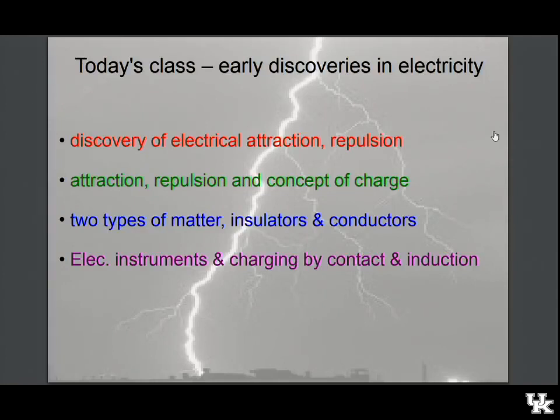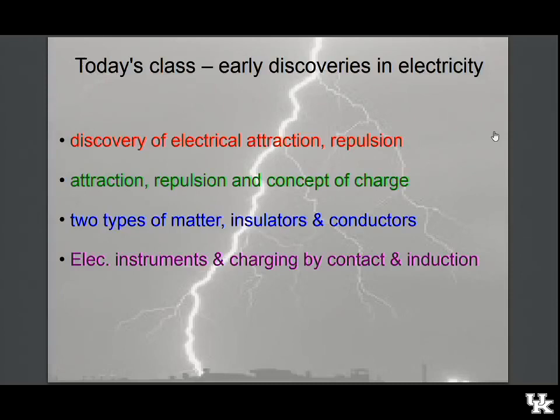Then I want to talk about the electrical world around us, where there are actually two types of materials, fundamentally. And you know these names, there's types of materials that are conductors, and there's types of materials that are insulators. So I'll talk about that. And then finally, this last topic here, this is really where I'm going to build on what we've learned about attraction and repulsion, about positive and negative charges, about insulators and conductors, with some examples.